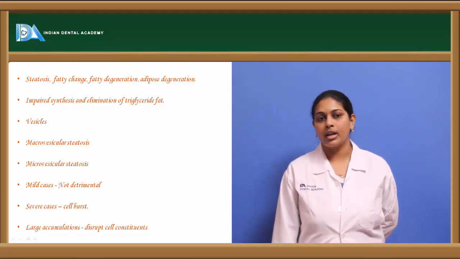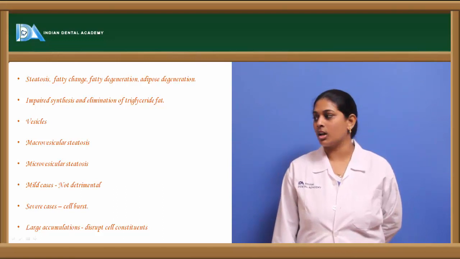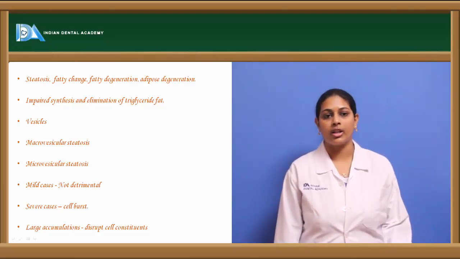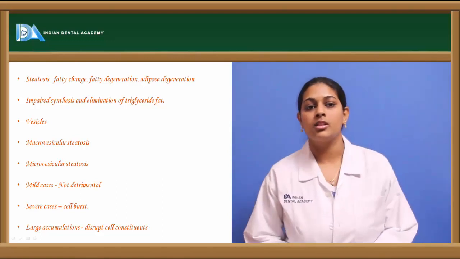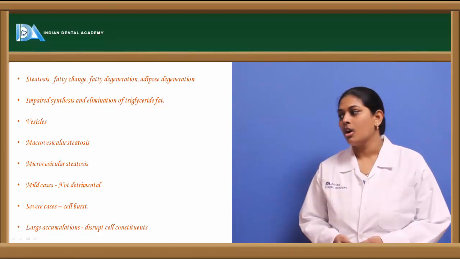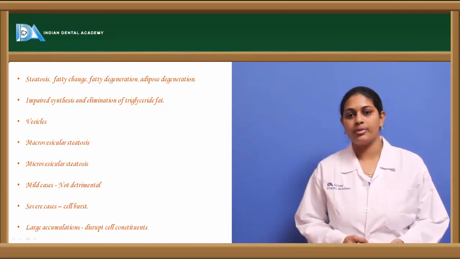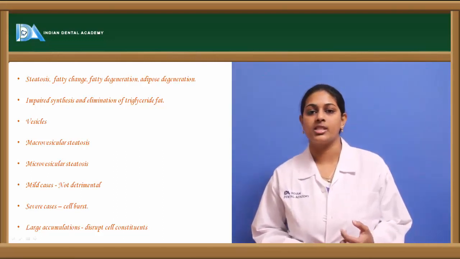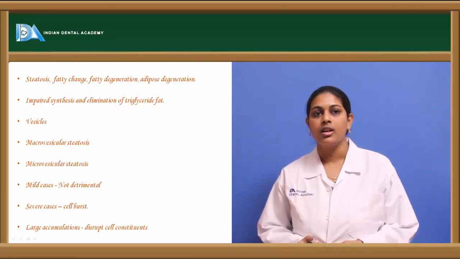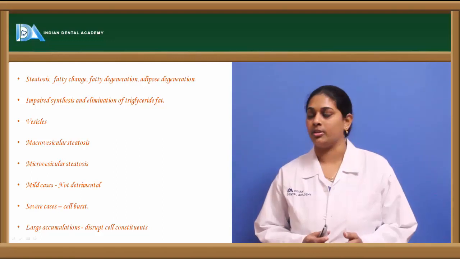And this is mainly because when there's impaired synthesis or impaired elimination of triglyceride fat or other kinds of lipids, this causes the accumulation of lipids, resulting in a condition known as steatosis. These accumulated lipids are usually stored in a vesicle, which is a membrane-bound organelle that appears oval in shape, and this is a structure where the lipids are protected.